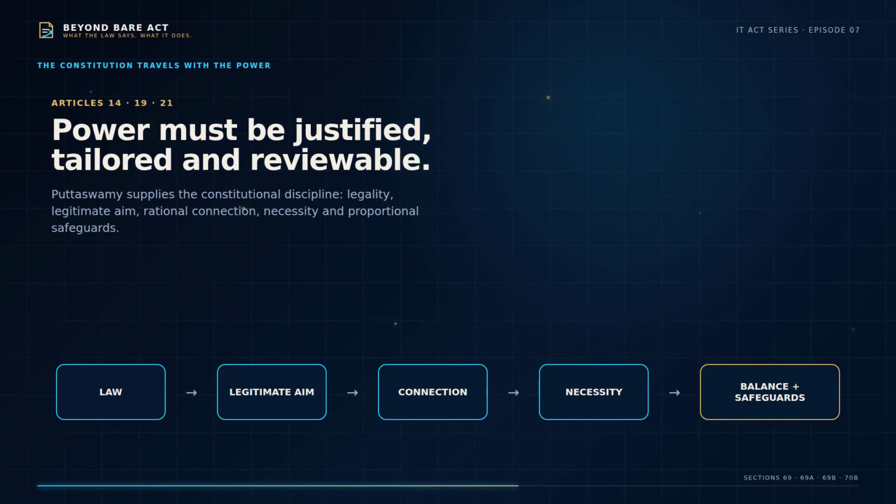Is there a law? Does the action pursue a legitimate state aim? Is the measure rationally connected to that aim? Is a less restrictive but equally effective measure reasonably available? And are the impact and safeguards proportionate to the objective? Proportionality does not mean the state can never act. It means power must be justified, tailored and reviewable.